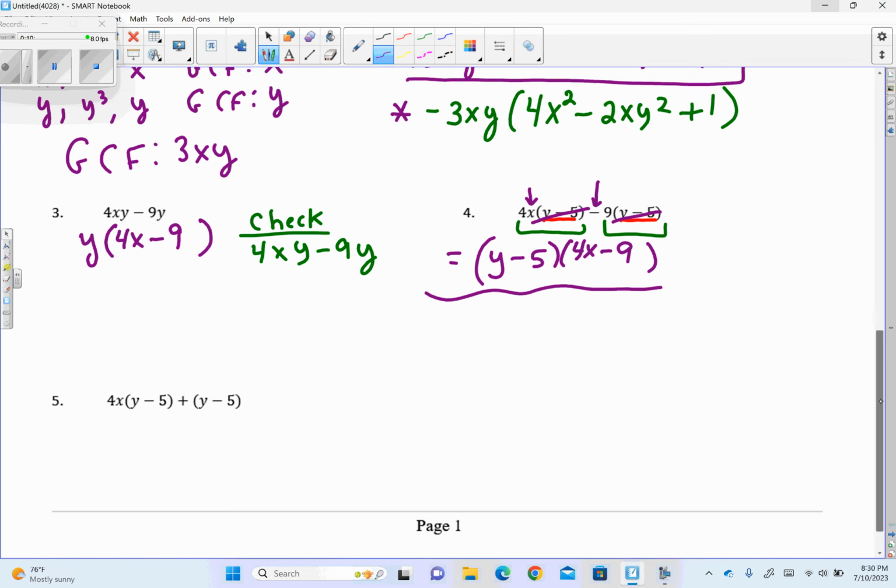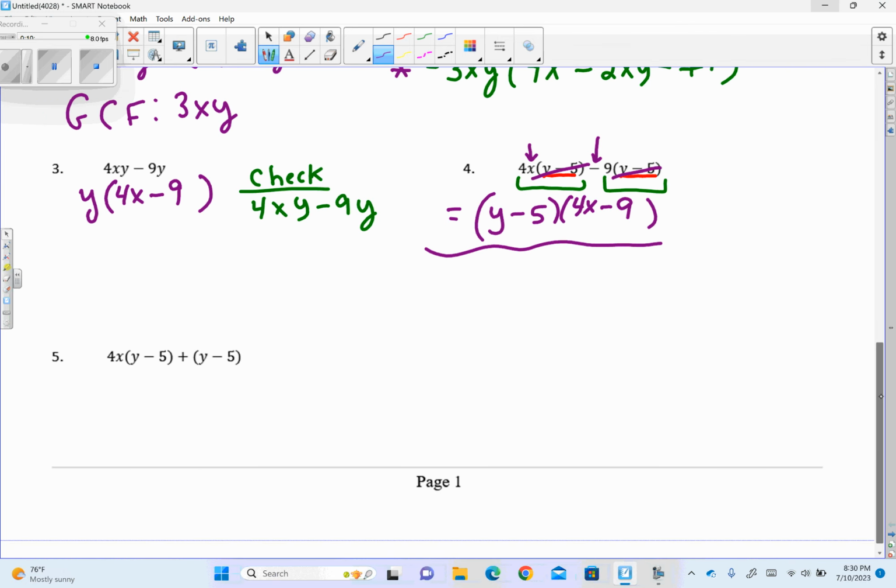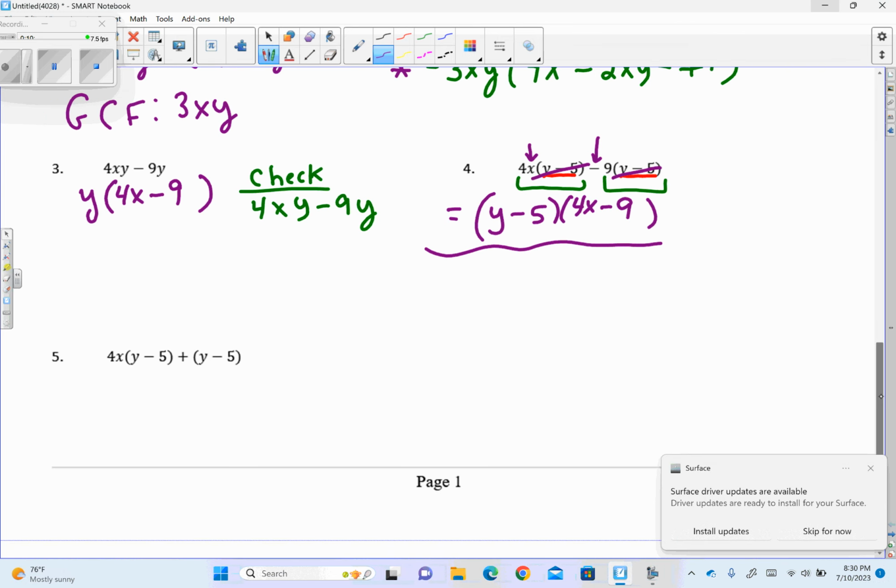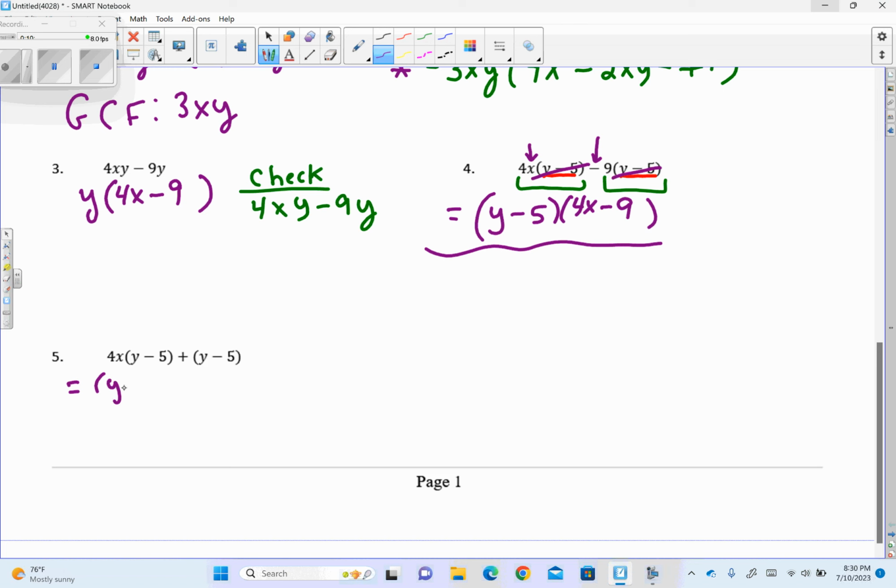Very similar for number 5. I also have this common factor of y minus 5. So I'm going to copy that down out front. And then if I were to take that y minus 5 from the first term, I'd be left with 4x. And then we have a plus sign.